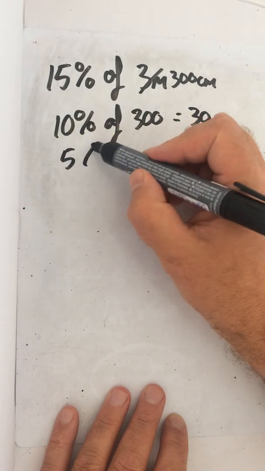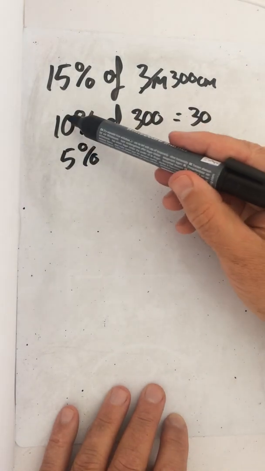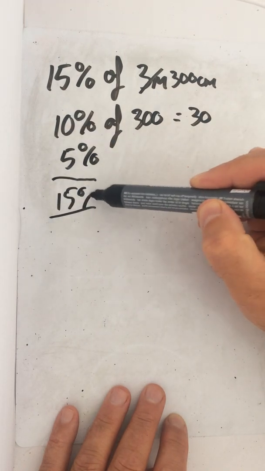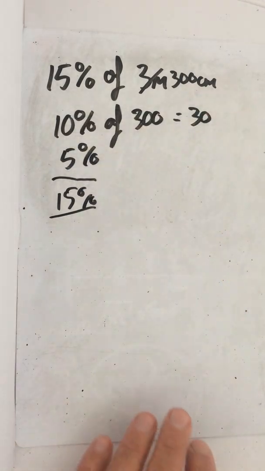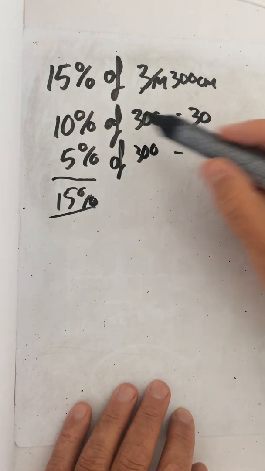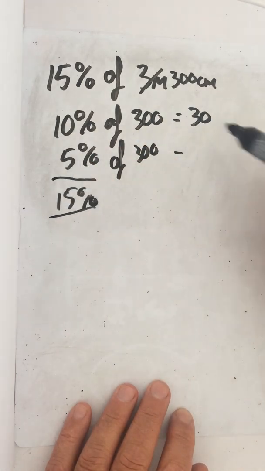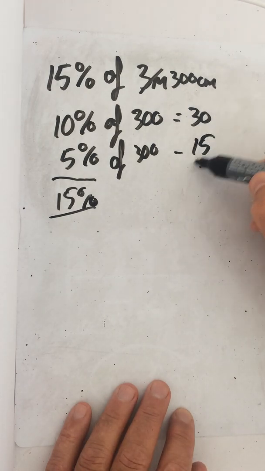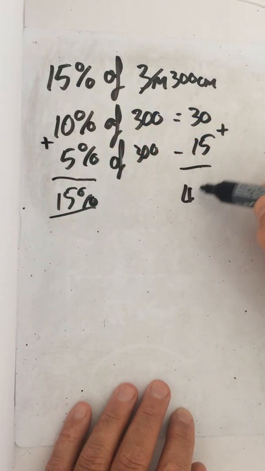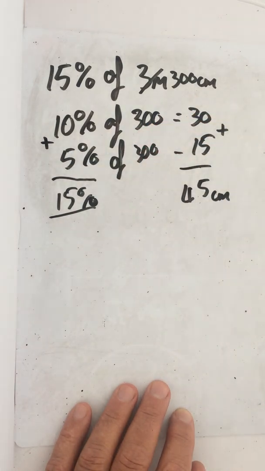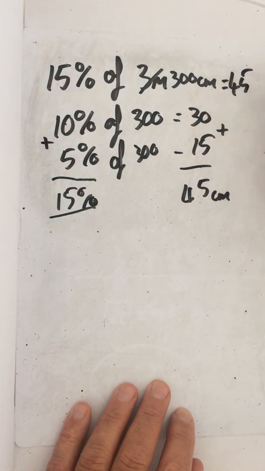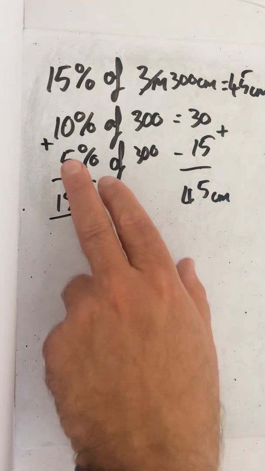And now I'm going to do 5%. The reason I'm going to do 5% is because I know 10% and 5% will give me 15%. So I have to add these up, don't I? I have to add up my percentages. So 5% of 300, but if 10% is 30, 5% is half of that, so it will be 15. And then I add those up, because 10 and 5 is 15. I add those up and the answer is 45, in this case 45 centimeters.